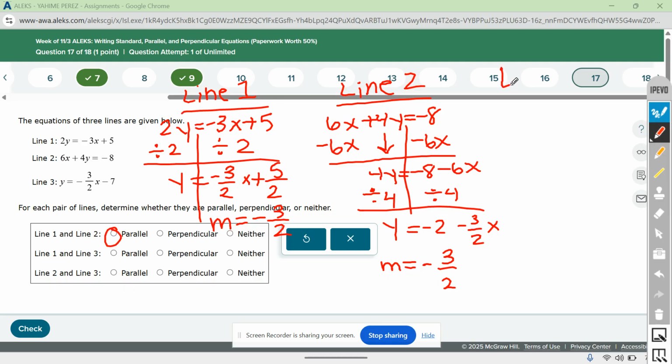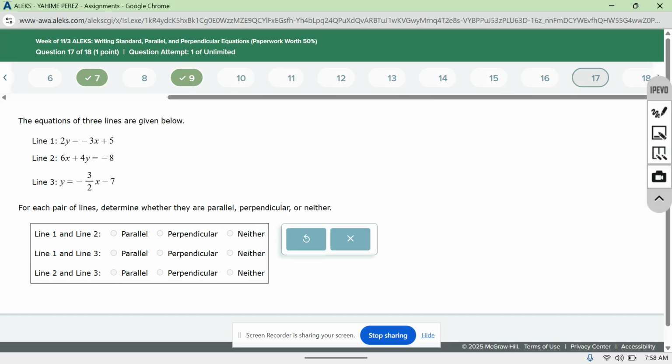Okay, and now let's do line 3. Line 3 is y equals negative 3 over 2x minus 7. This is already in slope-intercept form because y is already alone. So our slope, which is mushed against the x, is negative 3 over 2. Great, so they all have the same slopes. They're all parallel. Moving on to 18.